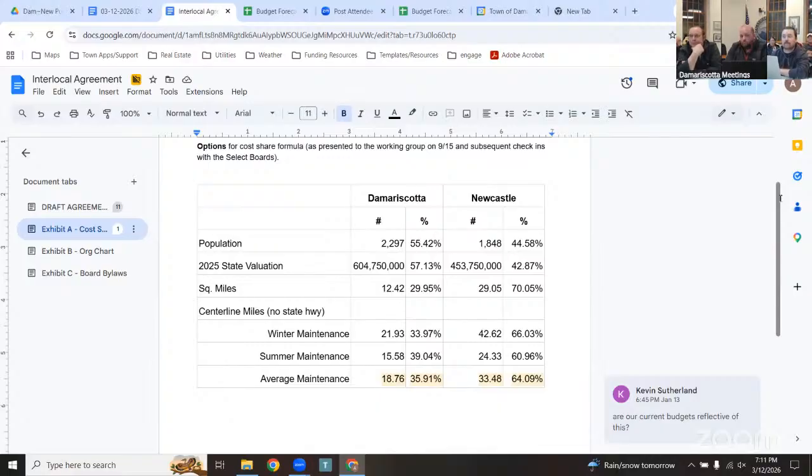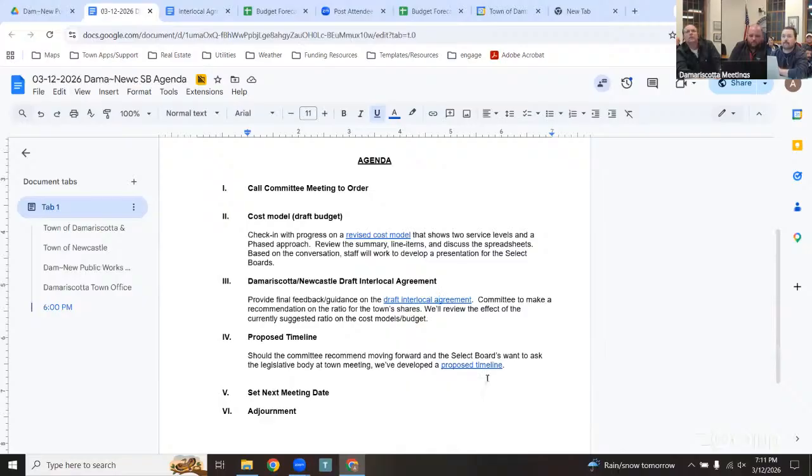And the other element to the, okay, so that's the agreement. What's next on our agenda? Post timeline, right.